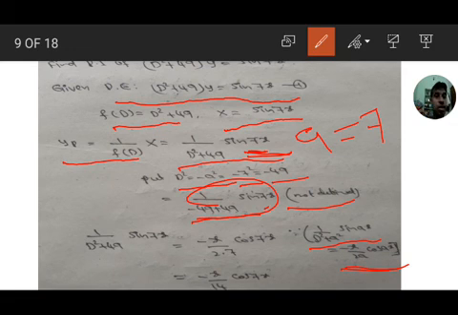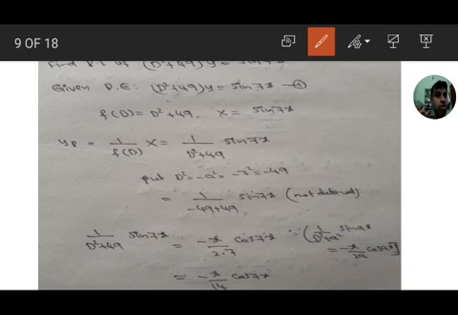cos ax. So 49 means 7 square. Here 1 by D square plus 7 square sin 7x is minus x by 2 into 7 cos 7x. That is minus x by 14 cos 7x. It is the answer.